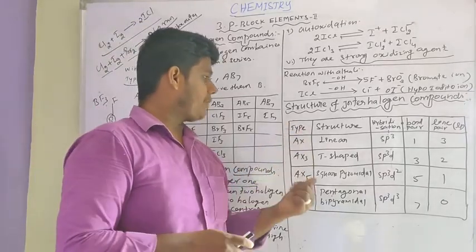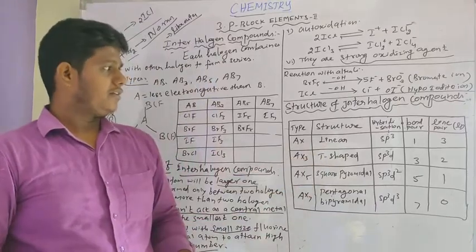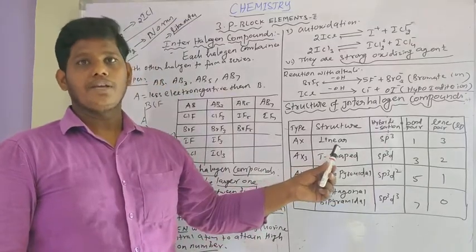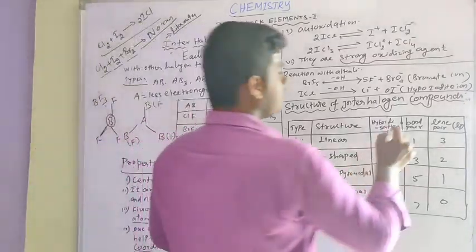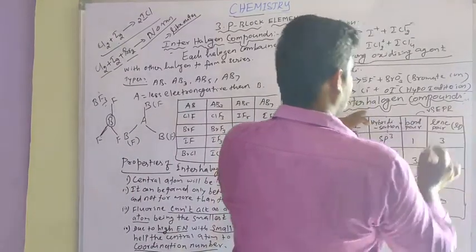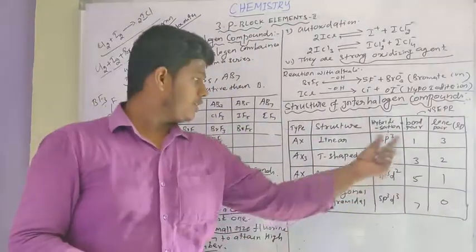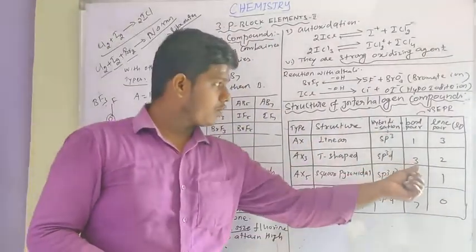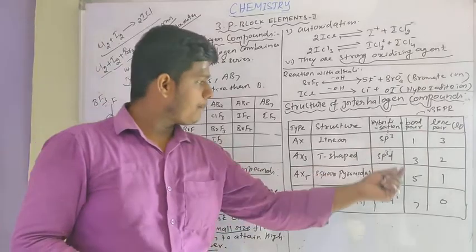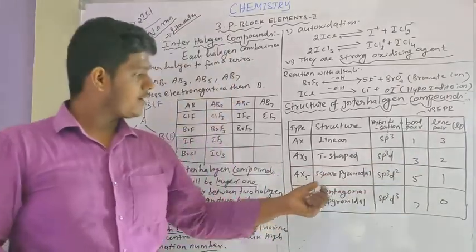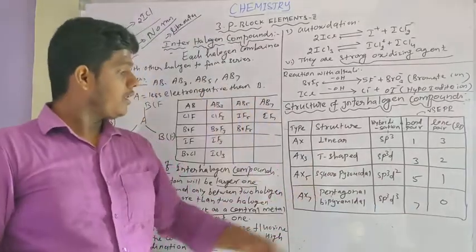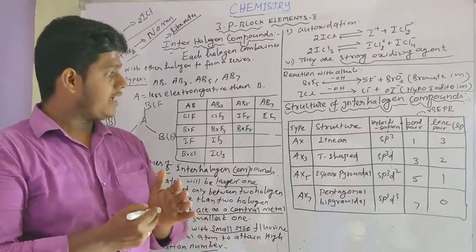Okay, AX type: the structure is linear, with bond pair 1, lone pair 3, according to the VSEPR theory, valence shell electron pair repulsion theory. When bond pair 3, lone pair 2, it is called T-shape. Also bond pair 5, lone pair 1, it's called square pyramidal. Also bond pair 7, lone pair 0, pentagonal bipyramidal. It is the AX7 type.